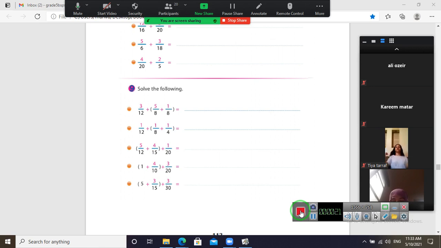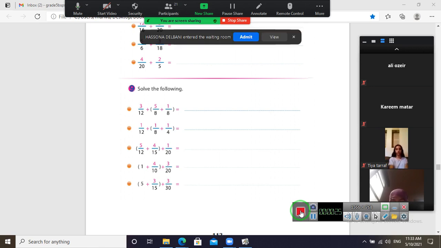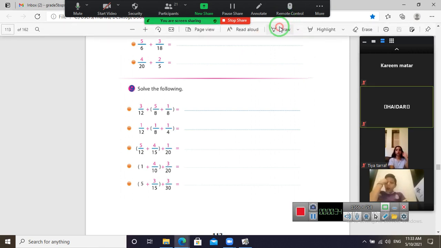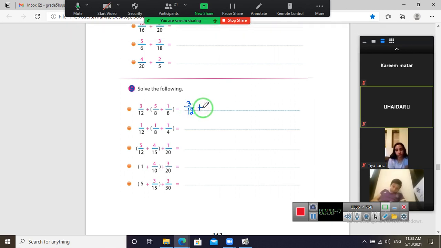To add fractions when there are parentheses, we start between the parentheses. When we have finished the parentheses, we move to the outside operation. For example, if I have 3 over 12, it will be the same 3 over 12. I finish first what is between parentheses, then I continue without parentheses.